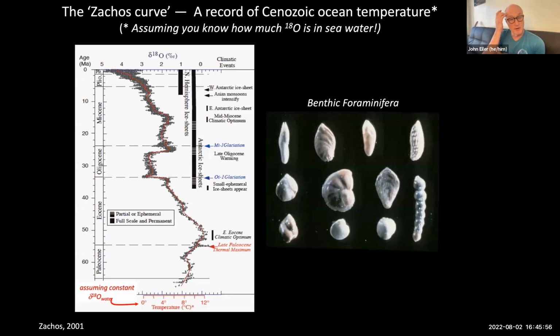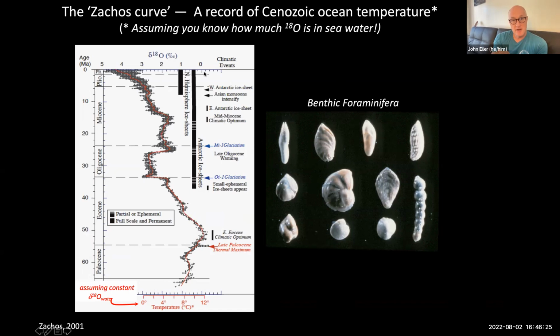And here's an example of this being done in practice. The vertical axis is age, showing you the history of the Cenozoic, and the horizontal axis is the oxygen 18 content in funny kinds of units. Don't worry too much about exactly what they mean, but they're a measure of how much oxygen 18 has been concentrated into benthic foraminifera, small shelly fossils that grow on the bottom of the ocean floor.